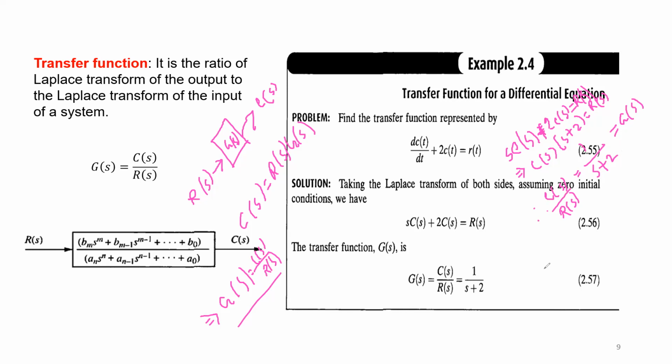So you can write the block diagram here: the block 1 over s plus 2, that is R(s) at the input and C(s) at the output. We can write like this. So that is the solution of this problem, example 2.4.